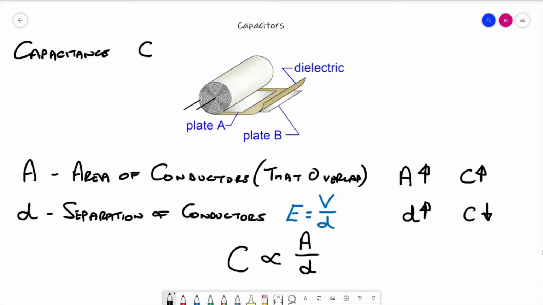So we can see, obviously, from the first bit, that C and A are proportional to each other, and from the second bit, that C and D are inversely proportional to each other. So there's the start of an equation. C is proportional to A over D.